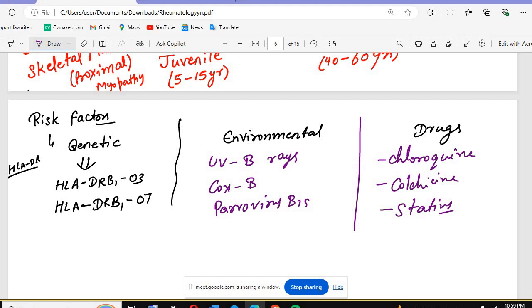Then we have seen that there is a bimodal distribution. The juvenile form affects children aged 5 to 15 years, and the adult form affects those aged 40 to 60 years. And this is a subacute condition.